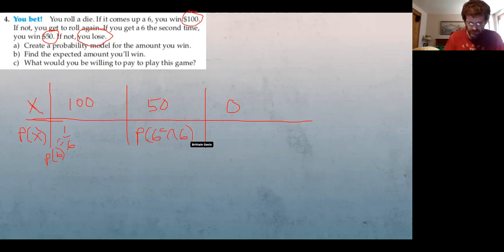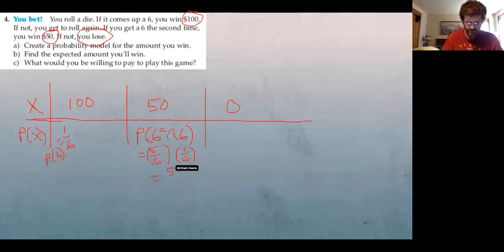So not getting a 6 is that 5 in 6 probability. If getting a 6 is 1 in 6, then not getting it is the other part. And not getting and getting a 6 the second time around is 1 in 6. All right, if I'm not confusing you enough right now, this is the calculation we're doing, and we can find this is 5 out of 36.